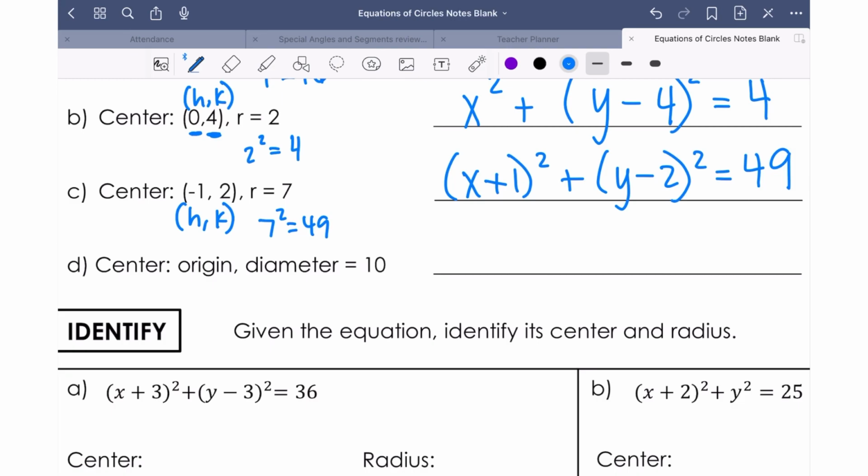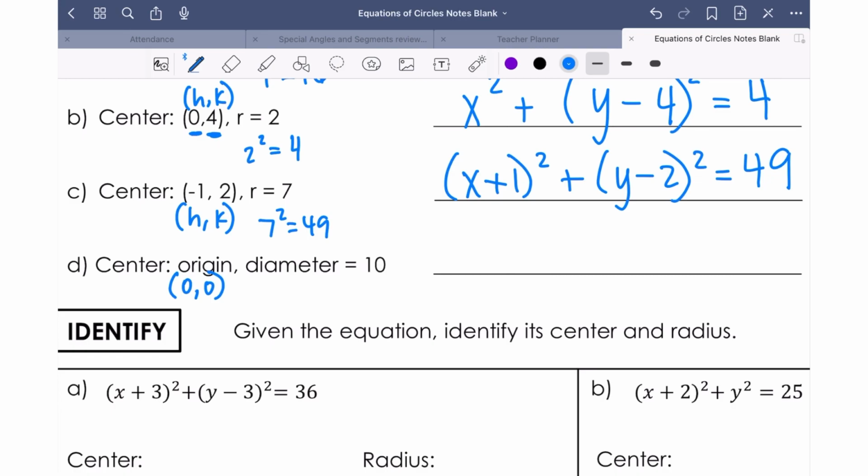All right, now D is a little different because it says the center. It didn't give me a number. It didn't give me a set of values. It gave me the origin. Where is the origin on my grid? What coordinates is the origin at? If you remember, it's at 0, 0.